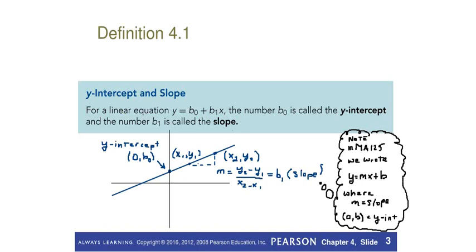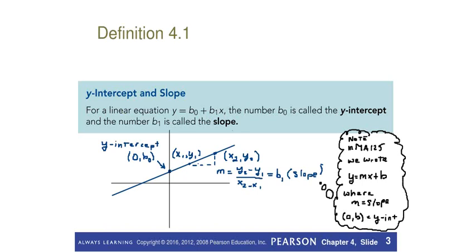Now, the way it's put here is that we're told a linear equation, the equation of a line, is given as y equals b sub 0, that's a subscript 0, so b sub 0 plus b sub 1 times x, where the number b sub 0 is called the y-intercept, and the number b sub 1 is called the slope. Well, if you recall from MA125, we would have written this as y equals mx plus b, where m is the slope and (0, b) is the location of the y-intercept. We're just changing the notation here slightly.